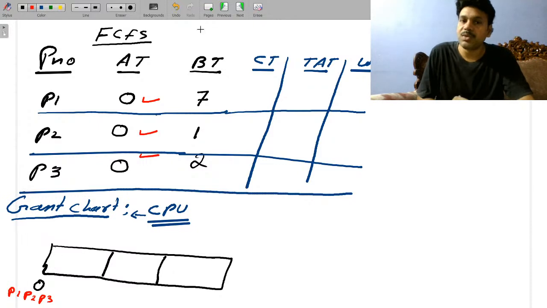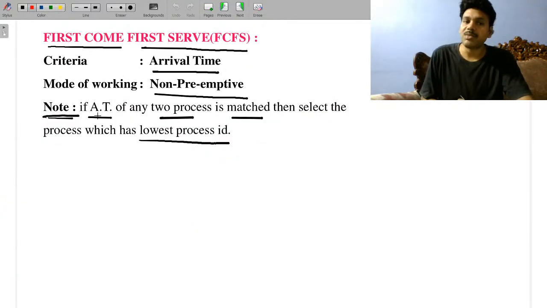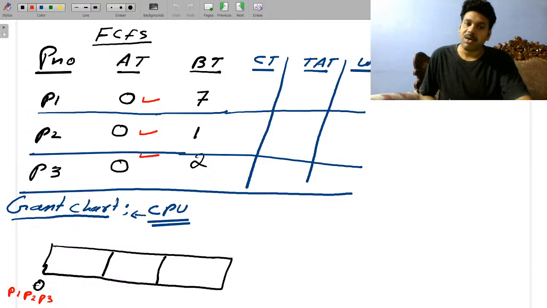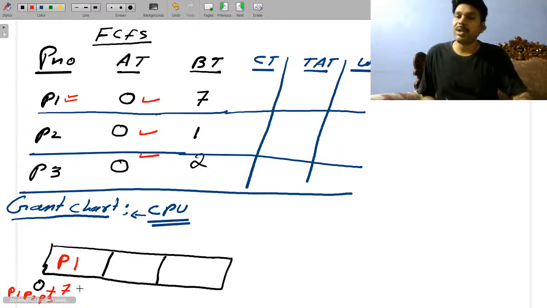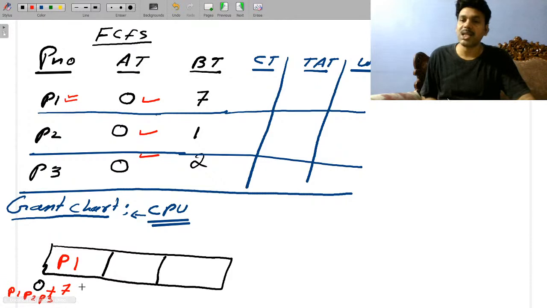Friends, I told you one important thing: whenever arrival times match, you need to take the lowest process ID. Therefore, whenever all three processes arrive at time 0, we immediately see which has the lowest process ID. So we will push P1. As it is non-preemptive, I need 7 units of time to complete this process. Unless I complete it myself, others cannot preempt because FCFS is a non-preemptive mode. So by 7, P1 got completed.